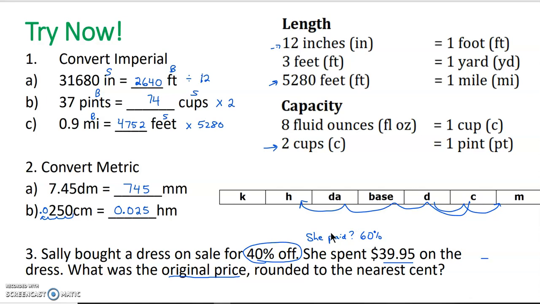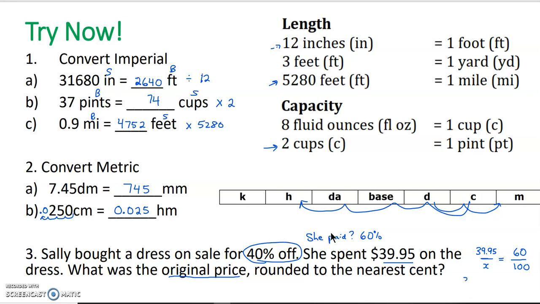So knowing that, I can set up a proportion. I'm going to set up a percent proportion. She paid 60%, which was $39.95. She paid 60% out of the 100, and we don't know what that full 100% of the price was, so that's what we're going to solve.